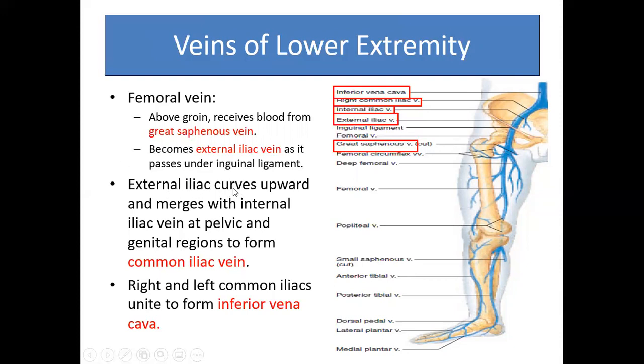The external iliac vein curves upward and merges with the internal iliac vein. From this picture, we have the internal iliac vein and the external iliac vein. Later they merge together to form a common iliac vein. Here, for example, we have the right common iliac vein. There is a common iliac vein on the right side and also on the left side, and the right and left common iliac veins unite to form the inferior vena cava. So you have to understand the flow of this venous system.